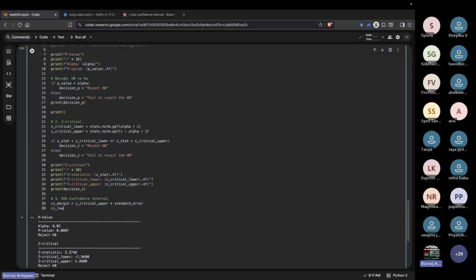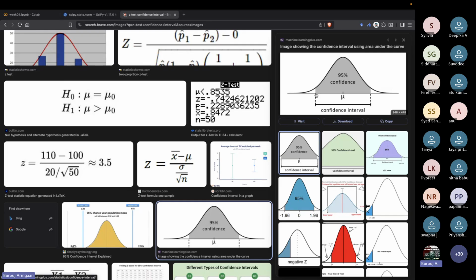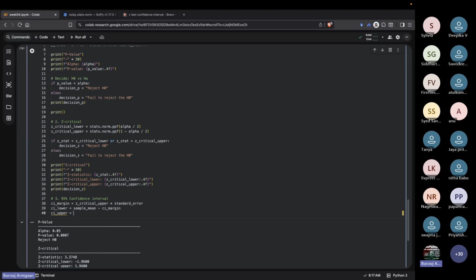And now you will have your CI lower and your CI upper, just like you had your Z critical lower and your Z critical upper. So this would be your sample mean minus CI margin. Notice this. This is your mean. This particular value is your CI lower. And you have sample mean plus your CI margin. And how do you decide? You do something like this.